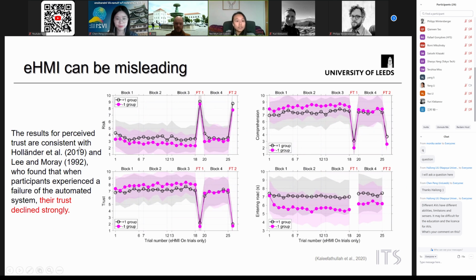What I'd like to say here is that the results for perceived trust are consistent with Kai's studies, as well as previous studies, which found that when participants experience a failure of the automated system, their trust declines strongly. So that is what happens: if you provide false information, then people are likely to have collisions, or the trust reduces significantly.